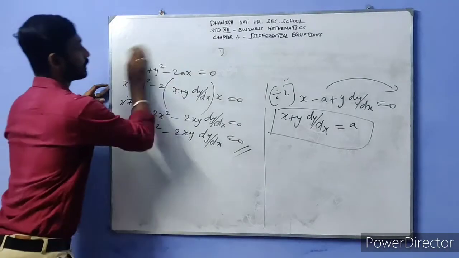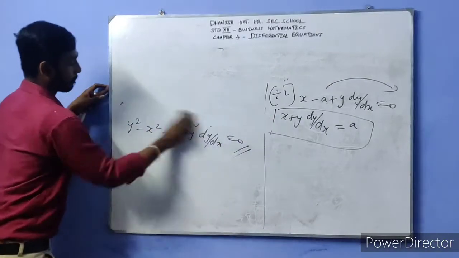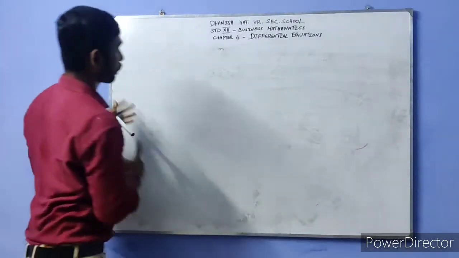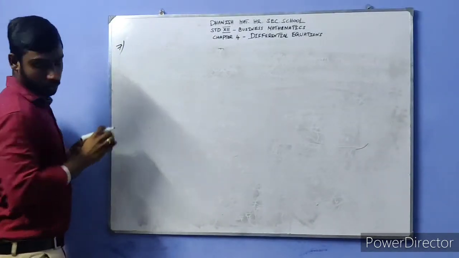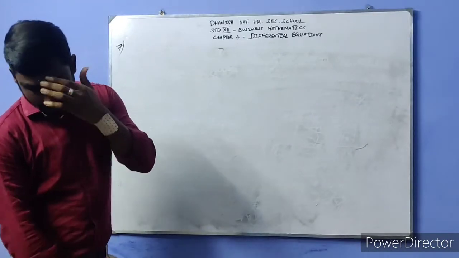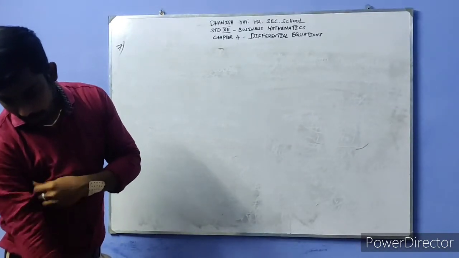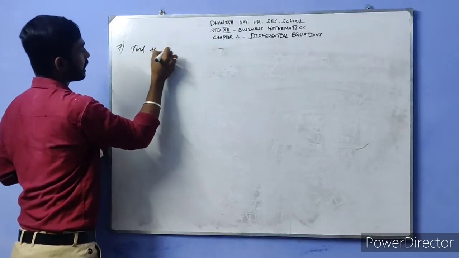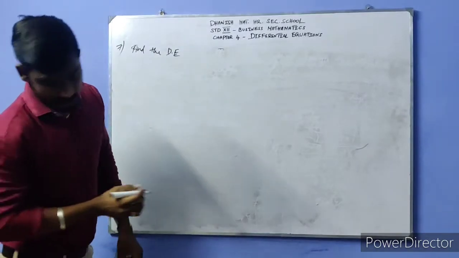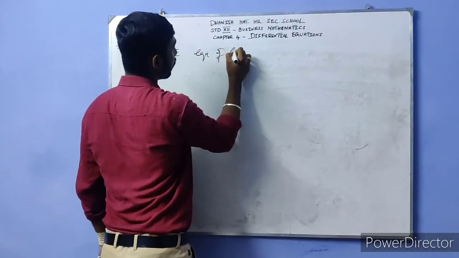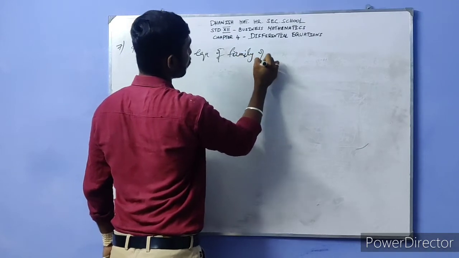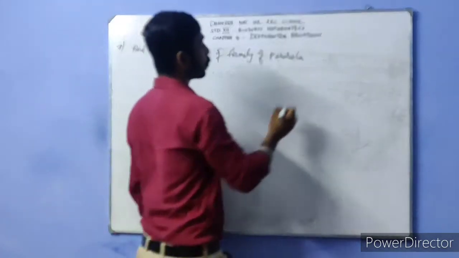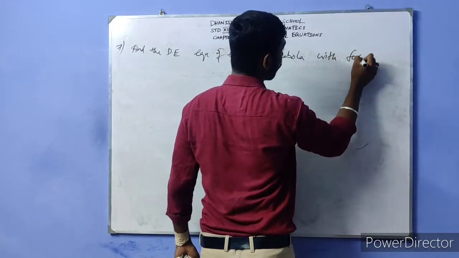Let me see the seventh question. What is the question given here? Find the differential equation of the family of parabola with focus at the origin. Find the same differential equation of family of parabola, but with focus at the origin.